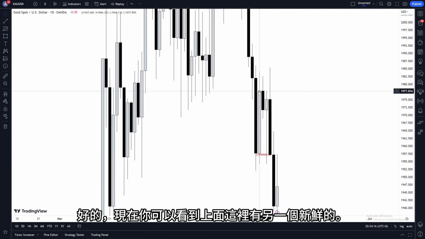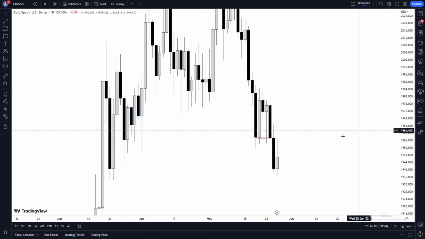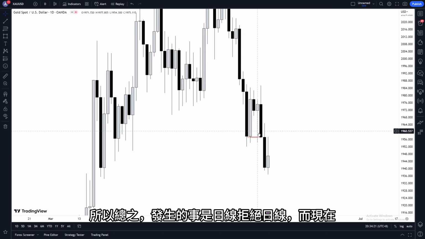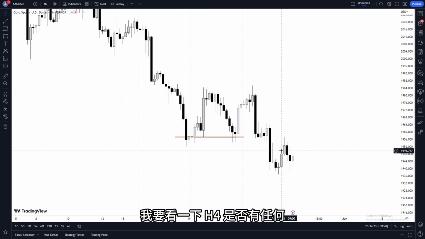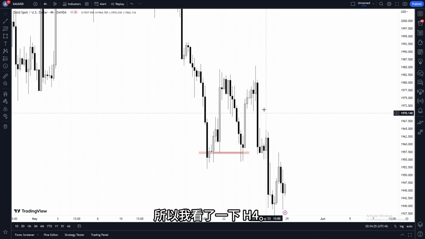Okay, now you can see there's another fresh up here. Just want to put that out there, right? There's another fresh up here. So anyway, what happened was daily rejected daily, and now I'm going to take a look at the H4 for any breakouts. So I take a look at the H4.